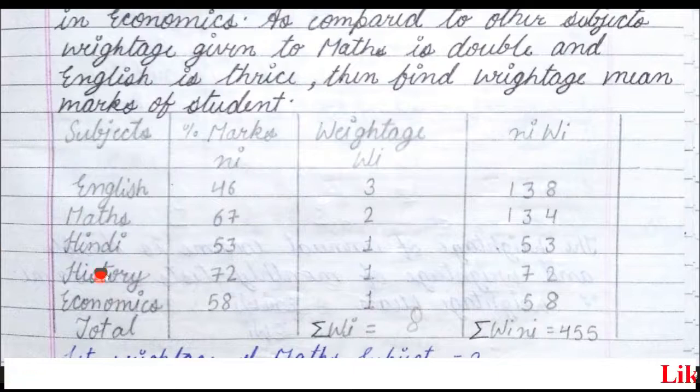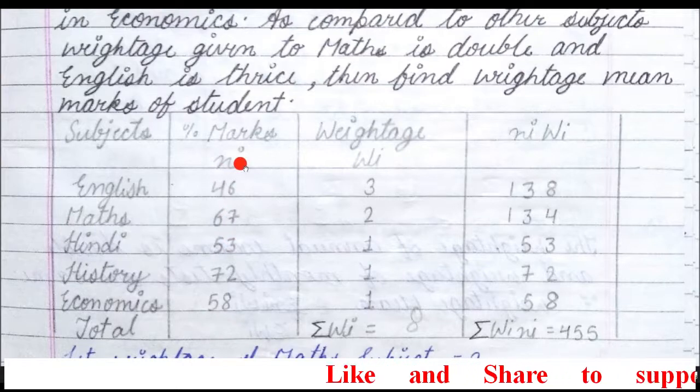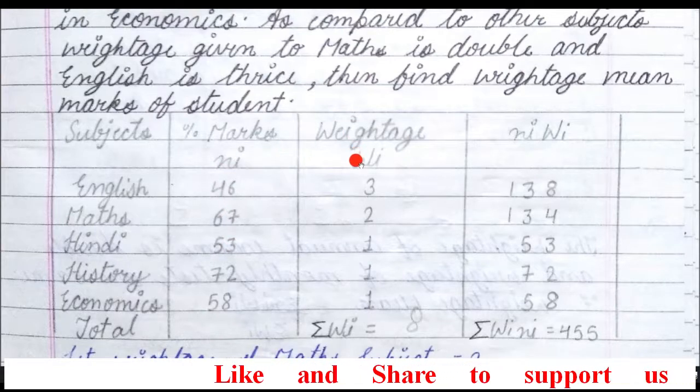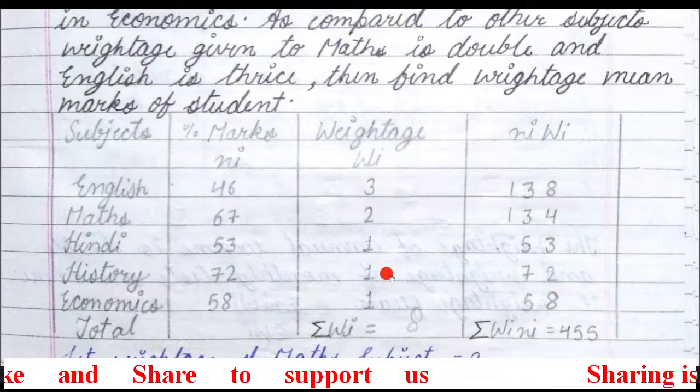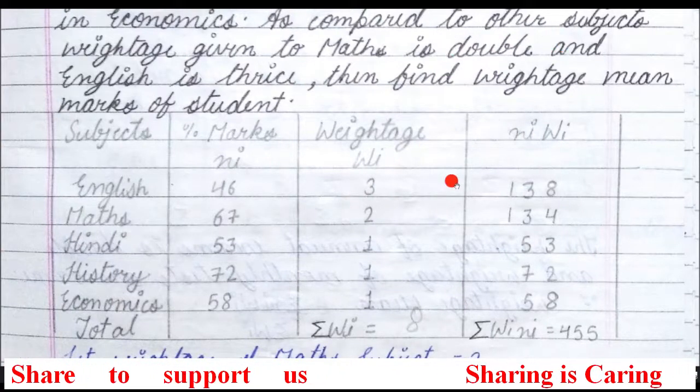Since we are doing the weighted mean question, the table format is like this. The first column is of subject, you just write down from the question how many subjects you have. Then the marks or percentage obtained, that is your data, xi, and then wi will come. wi is for the weightage. So weightage we have to give as I described to you.